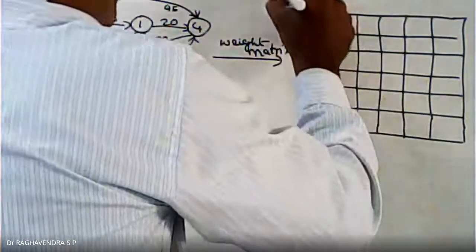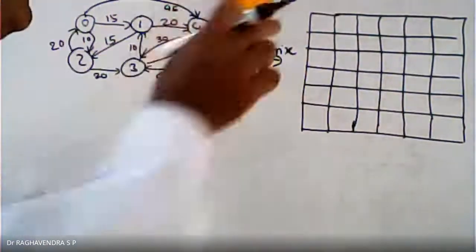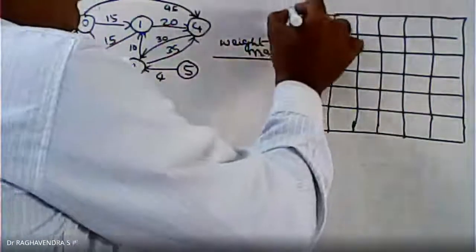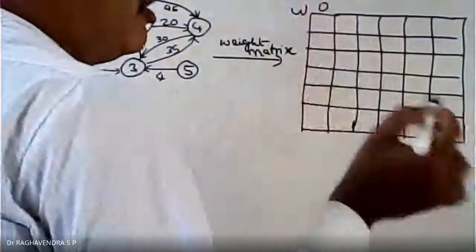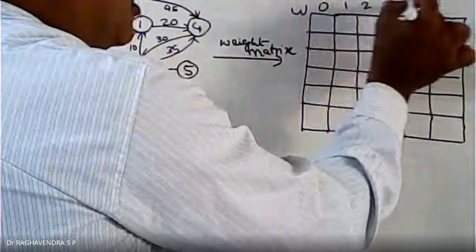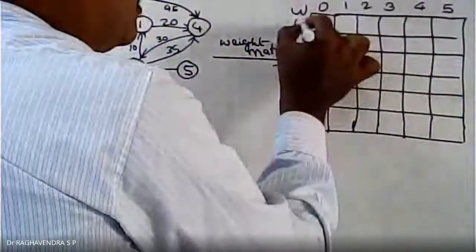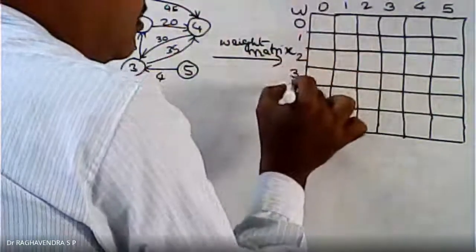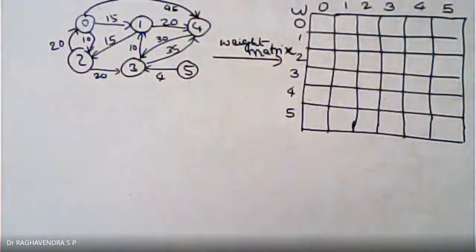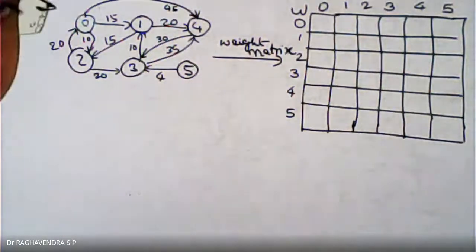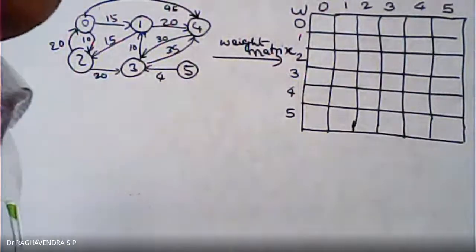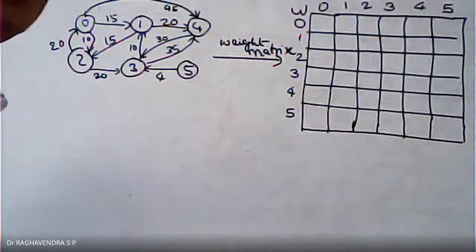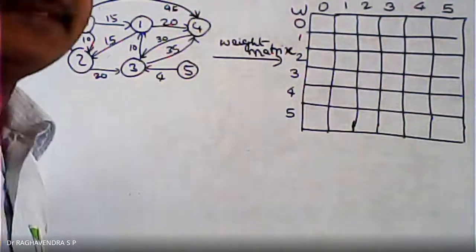This is called a weight matrix, W. We call this W, the weight matrix. Columns: 0 column, first, second, third, fourth, fifth column. Rows: 0th row, first, second, third, fourth, fifth row. Have you taken this? Yes, sir.